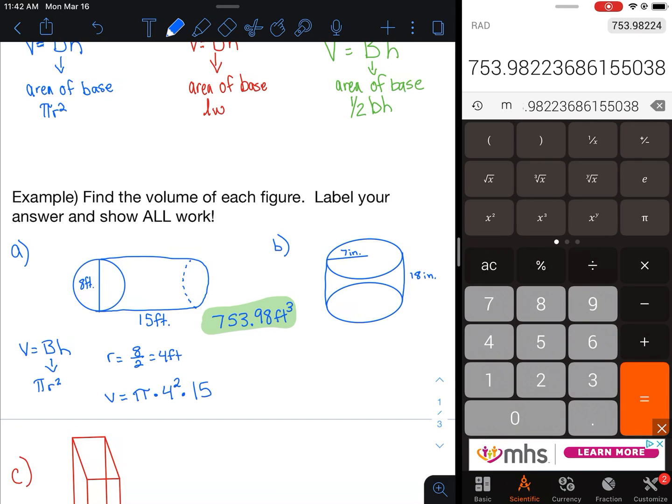All right, so now looking at this next one, we have our cylinder for example B as 7 inches for our radius and 18 for our height. So in this case, we do not even need to divide the radius by anything because we were actually given the radius. So we're going to do pi times 7 squared times 18. Now, I'm going to give you a few seconds to go ahead and try that on your own and enter it in your calculator.